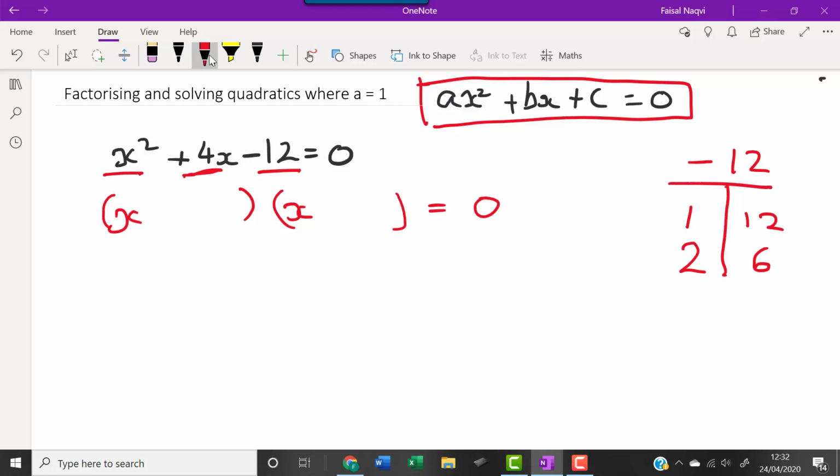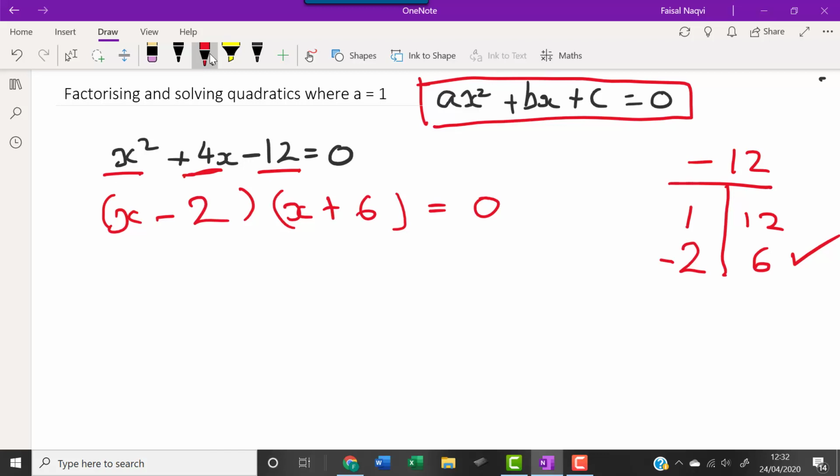Well, if I do minus 2, let me just check this. Minus 2 times 6 gives me minus 12. Minus 2 plus 6 gives me plus 4. So those two are the right numbers for my solution. I'm just going to put those into the brackets. I've got minus 2 and I've got plus 6. So that's my quadratic factorised.